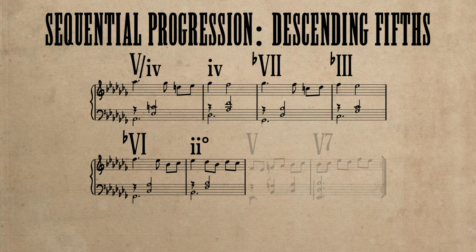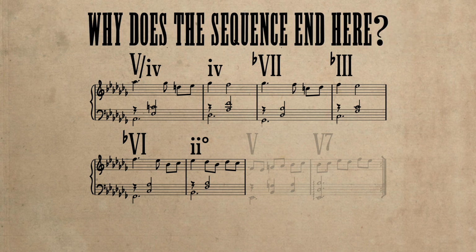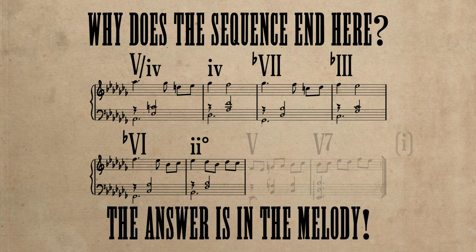Now, if you know your intervals, then you might be wondering why B-flat diminished signifies the end of the sequential progression, especially since B-flat diminished to E-flat major and even E-flat major to A-flat minor creates a descending fifth progression. And if this is true, then why are they not considered to be part of the sequence? In order to answer this question, we need to consider not only the harmony, but the melody as well.